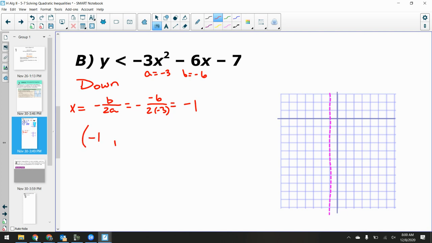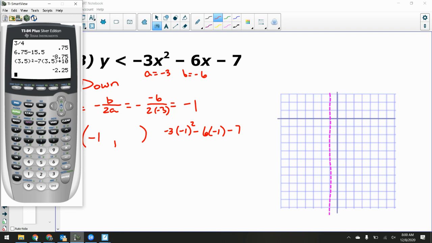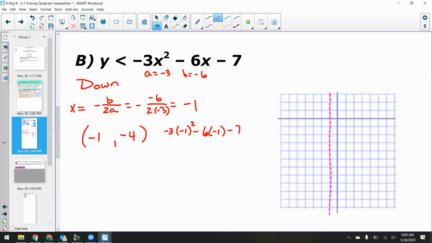Let's figure out what this is. -1 comma what? -3 parentheses -1 squared minus 6 times -1 minus 7. That's -4. So the vertex is -1, -4. And then I know my y-intercept is -7.